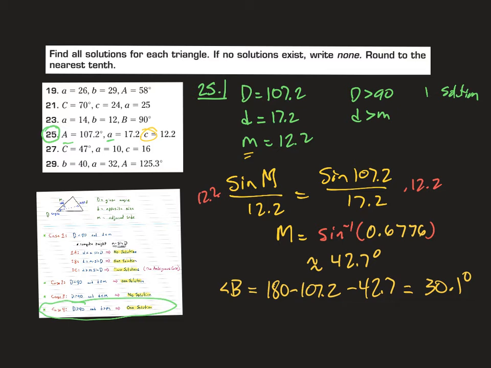So I've got the angle. I'm missing a side here. So we're going to have to do law of sines to get that last side. So the last side would be the side that's associated with this angle B here. We don't have that one. So side B over the sine of B, which is 30.1, will equal, pick a side here, 17.2 over the sine of 107.2. Those match up, letter D's. And to solve this, I need to multiply both sides by the sine of 30.1.